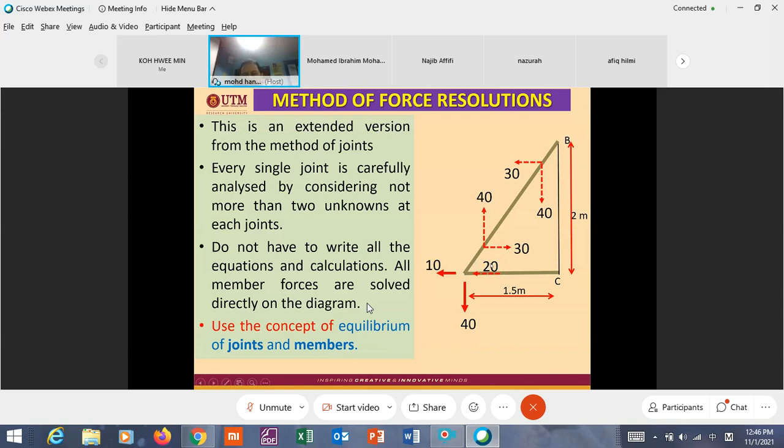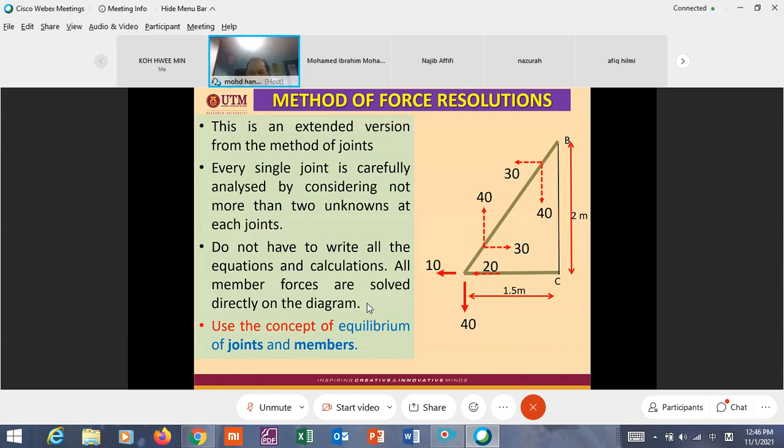Just now I said this joint is in equilibrium. That one is in vertical direction, equilibrium 40, 40. But horizontally, it is not in equilibrium unless we put one force here. Since you have 30, that means you need another 20. 20 plus 10 equals 30, but in opposite direction. Okay.